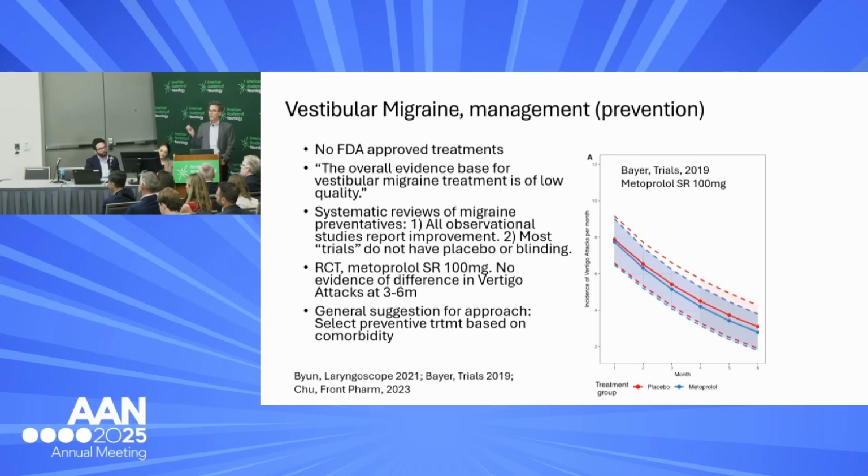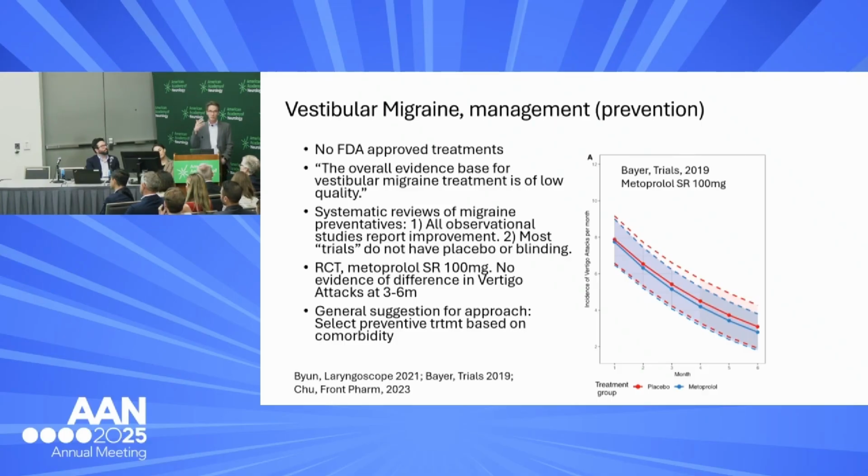In terms of treatments for vestibular migraine, there are no FDA-approved treatments, and summary systematic reviews are that the overall evidence base for vestibular migraine treatment is of low quality, and that this is definitely the case. If you look up medication migraine preventatives in what's presumed to be vestibular migraine, you'll find papers, but if you actually look into the design and what was done in those papers, these are usually observational studies, pre-post studies, and ones that have a lot of bias associated with them that don't give us a whole lot of confidence that there's actually a medication effect.